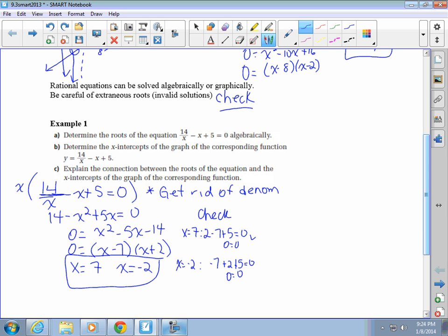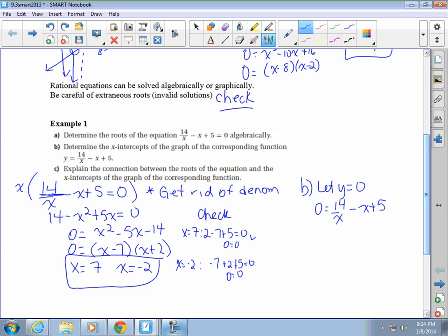If I find the x-intercepts of this, if this was y is equal to 14 over x minus x plus 5, well, to find the x-intercept, what do I do? Let y be equal to 0. So I would have 0 is equal to 14 over x minus x plus 5. Well, that's exactly the same thing as what I had to start with.